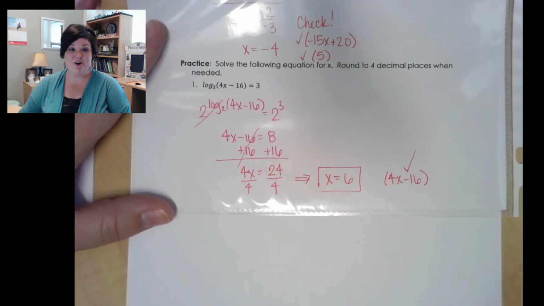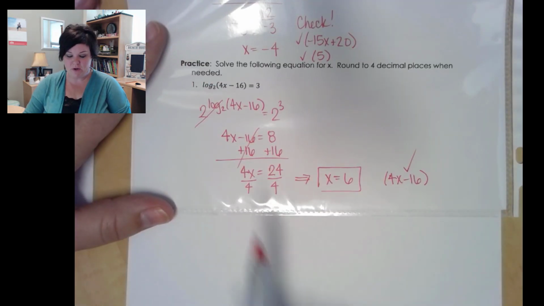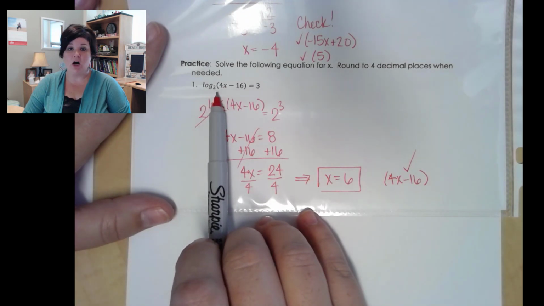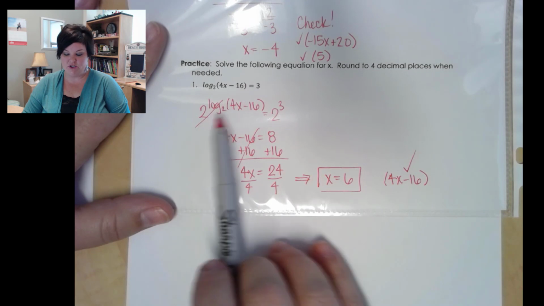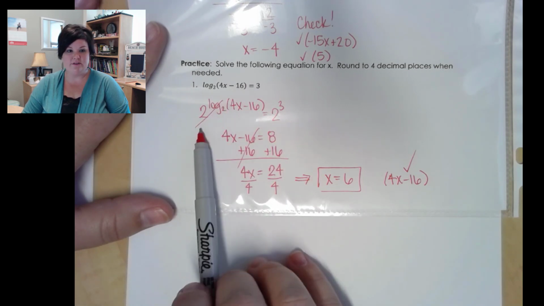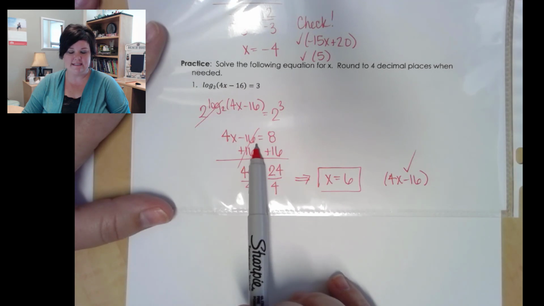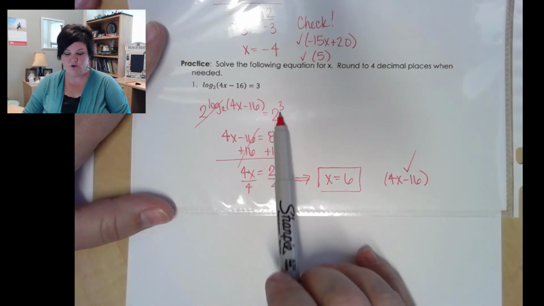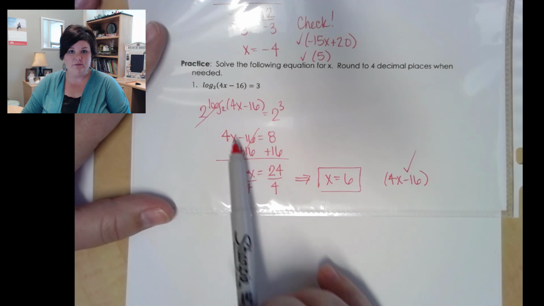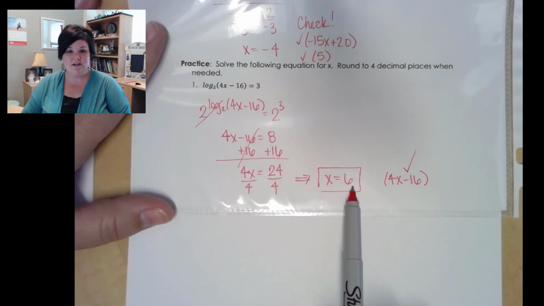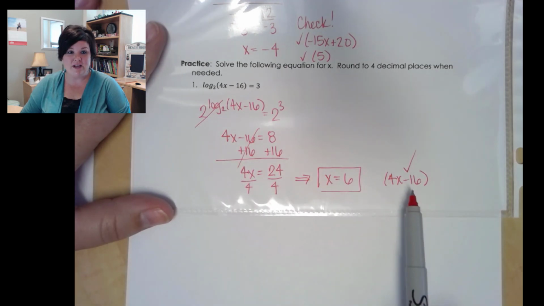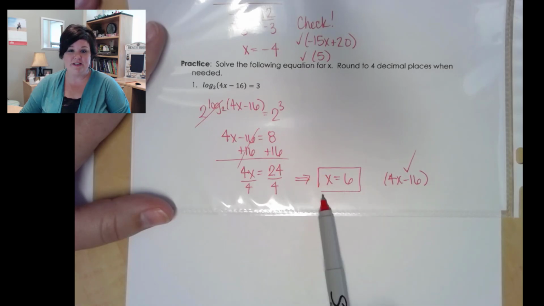All right, so let's look at these practice problems. The first one already has one log term already isolated for you. So all we have to do is put in that exponential base 2 to cancel out the log, which is going to leave us with our inside value 4x minus 16. On the other side, 2 cubed gives us 8. When we solve for x, we're going to get 6. Don't forget to plug it back in and check your inside value, which does come out positive. So our answer here is x equals 6.